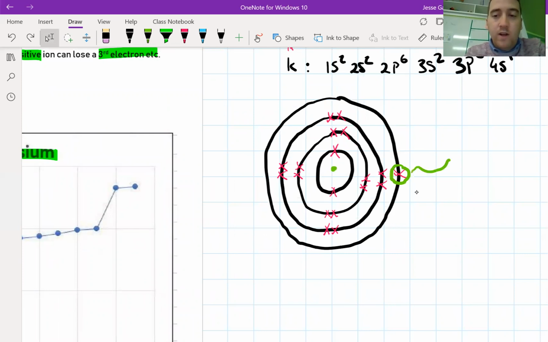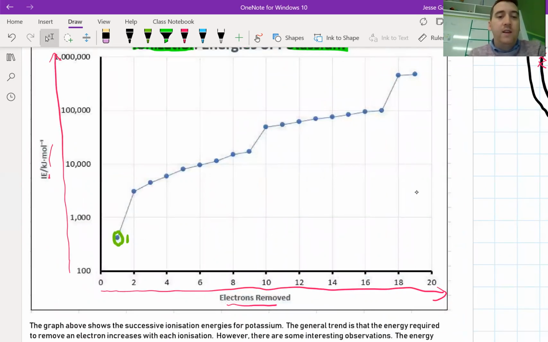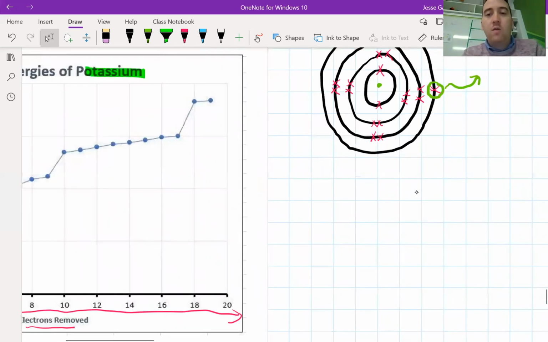So this is going to be the one that's lost. And as you can see for potassium, that's the lowest energy required. And that's because that one is attached quite loosely. It doesn't take much energy to remove that. So let's go ahead and do that now. Let's show what would happen.